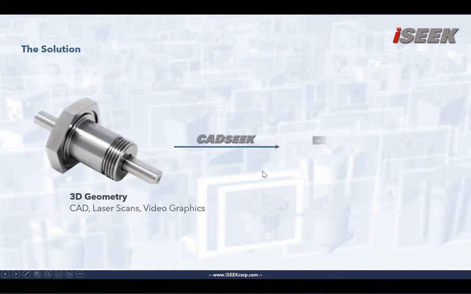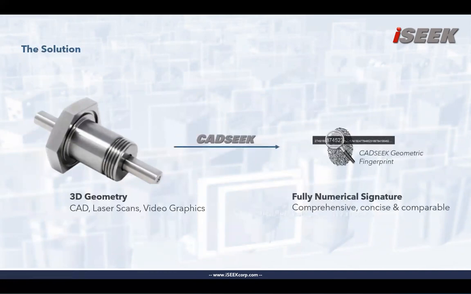The solution is geometric search. CAD Seek enables using the shape of one part to find all others like it. The technology captures a model or even a large complex assembly's full geometry at the resolution of CAD and transforms that shape into a numerical signature.